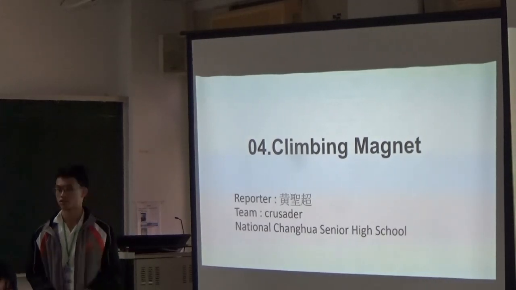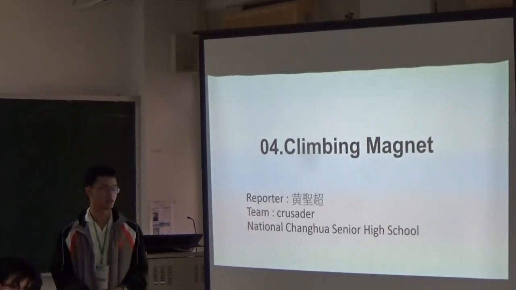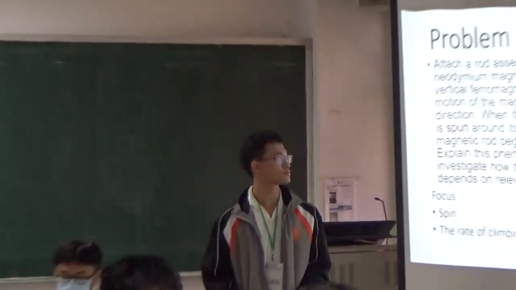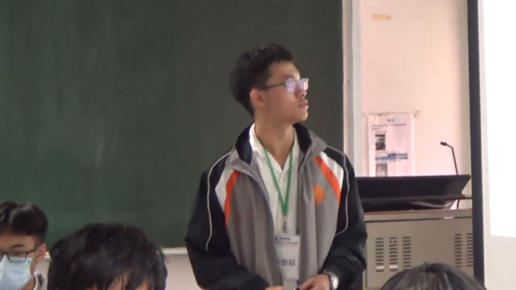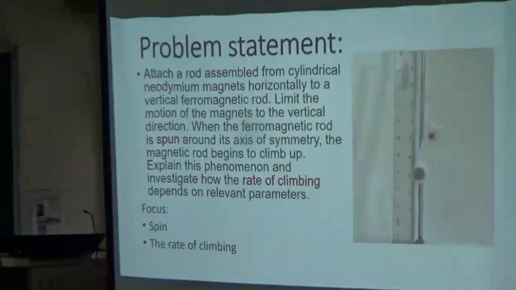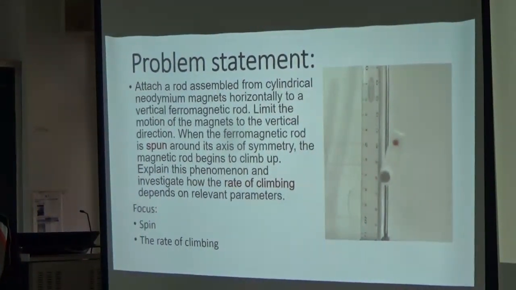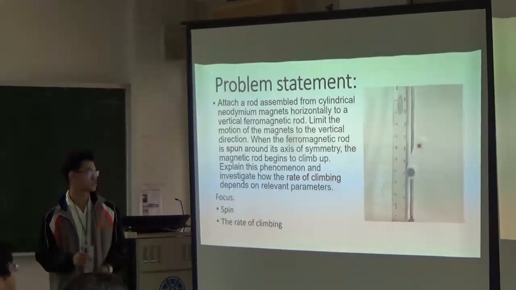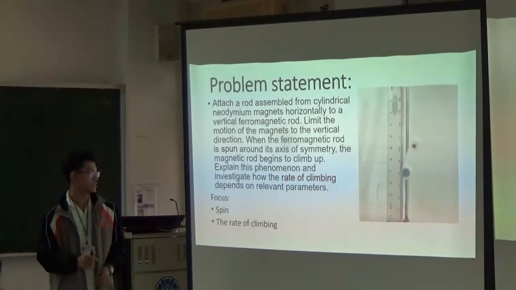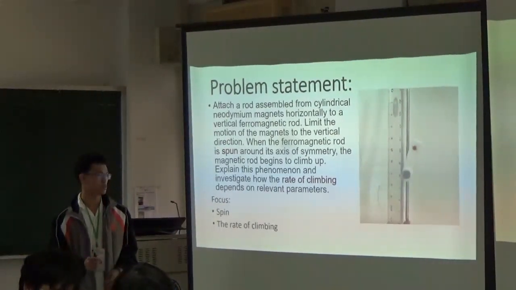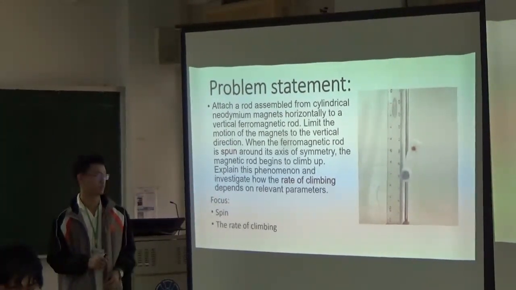Hello everyone, my name is Wang Shenchao and I'm from stage 3 and today the topic of my report is number 4, climbing magnets. The problem statement: a tensile rod assembled from a cylindrical neodymium magnet horizontally to the vertical ferromagnetic rod, limiting the motion of the magnet to vertical direction. When the ferromagnetic rod is spun around its axis of symmetry, the magnetic rod begins to climb up. Explain this phenomenon and investigate how the rate of the climbing depends on the relevant parameters. And we will focus on the speed and the rate of the climbing.